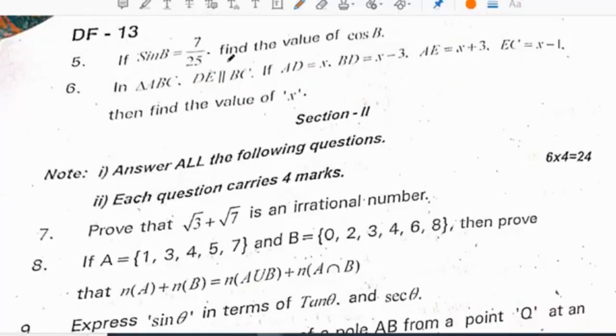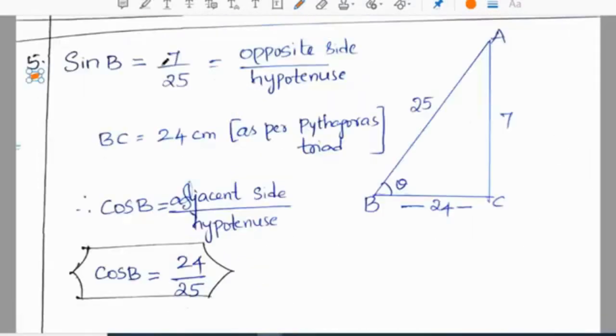If sin B is equal to 7 by 25, find the value of cos B. Sin B is equal to 7 by 25. Sin formula is opposite by hypotenuse. So for theta, opposite is 7, so we have to take AC as 7. Hypotenuse is 25. Based on Pythagoras triad, if 7, 25, the other side will be 24.